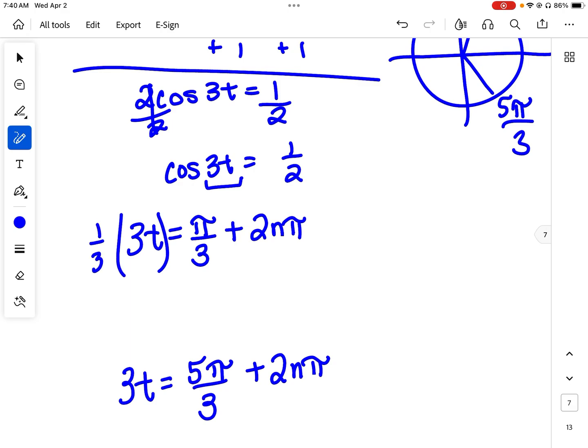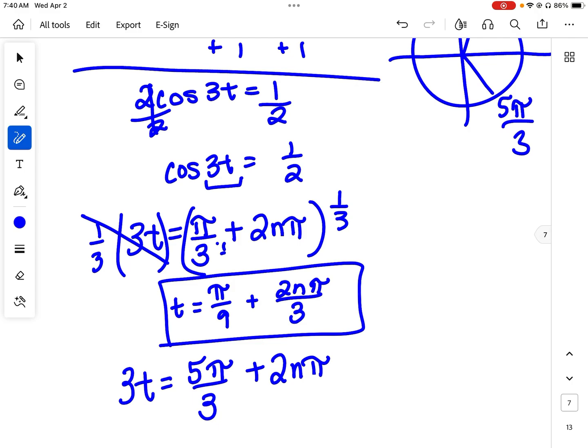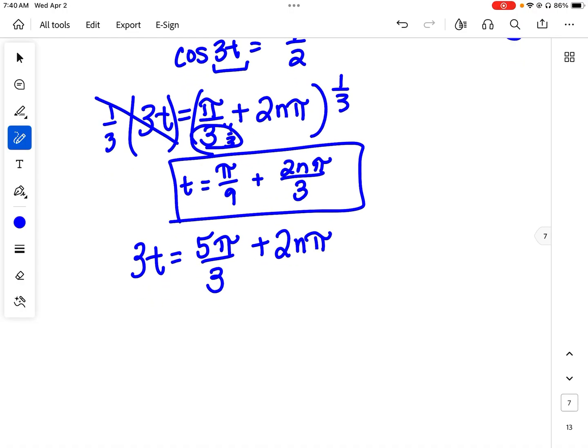Okay, so we'll solve the first one. So we'd need to multiply this by 1/3. So we'll do the same thing here. So this is t equals, I'm going to multiply, so it'd be pi over 9 plus 2 n pi over 3. No, it wouldn't. Yes, it would. Yeah, it would. Because it's times 1 over 3. 3 times 3 is 9. There we go.